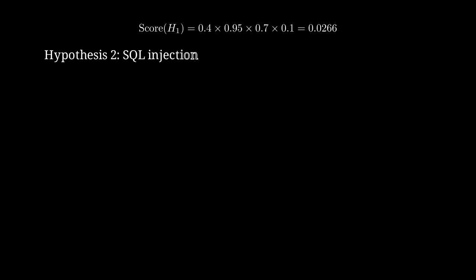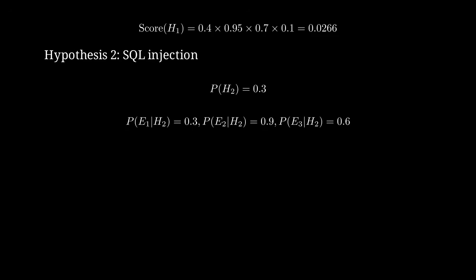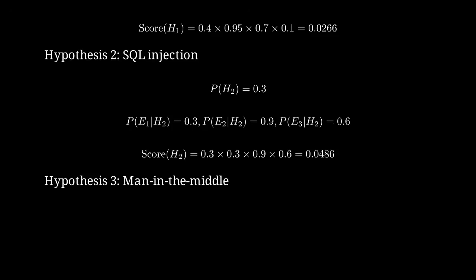Hypothesis 2 is an SQL injection attack. Prior probability of SQL injection is 0.3. Likelihoods are high packet rate less likely at 0.3, port 80 very likely at 0.9, encryption moderately likely at 0.6. This gives score of 0.0486 for SQL injection.